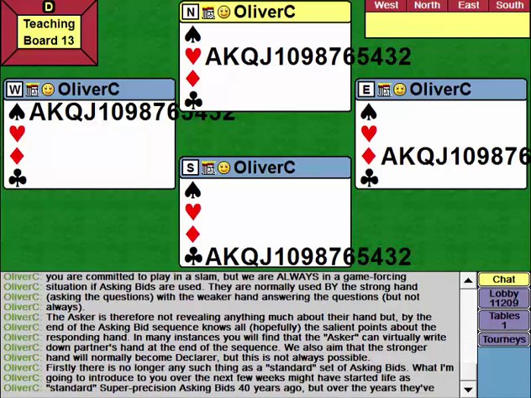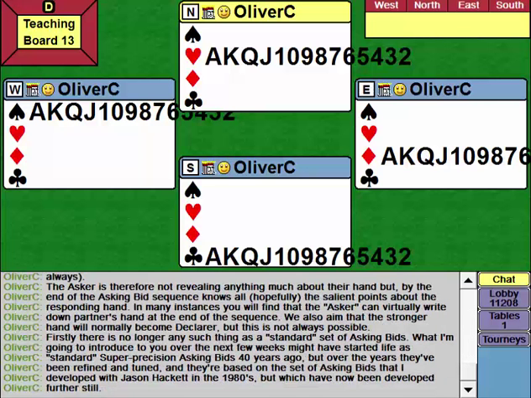Okay, so just to stress that, there is absolutely no such thing as a standard set of asking bids. Various people have proposed various sets of asking bids. The ones that I use started out life as those set out in Eric Jannersten's book on Precision. And those were broadly the same as what Belladonna and Garozzo set out in their book on Super Precision, which is the standard volume on the topic.